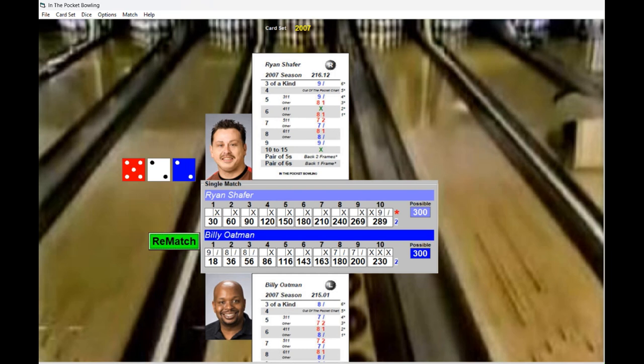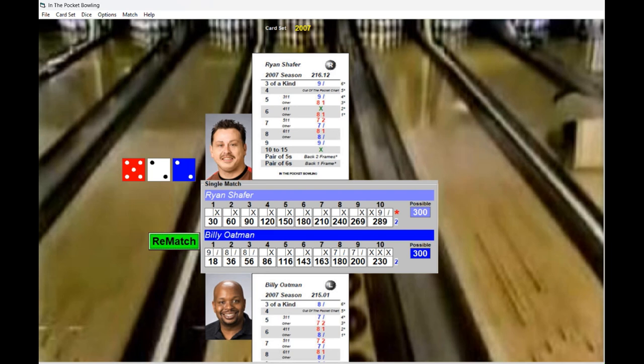Schaefer had a chance at the perfect game but missed. And then he rolls the ball for good measure. So Ryan Schaefer almost bowls a perfect game. He almost does. He bowls a 289. Second match. So Ryan Schaefer will beat Oatman.